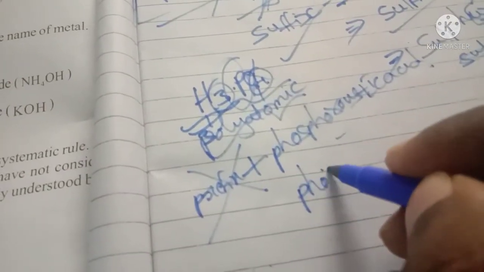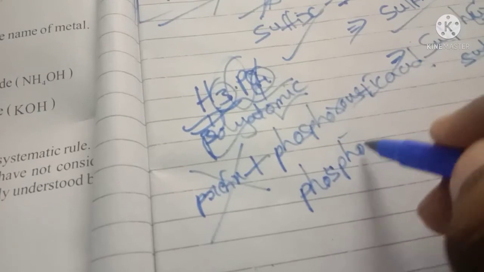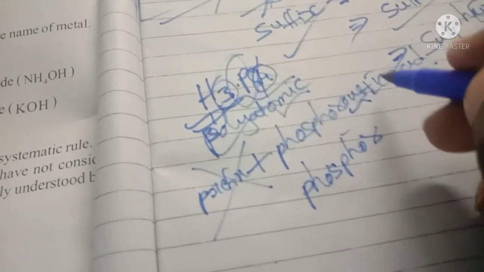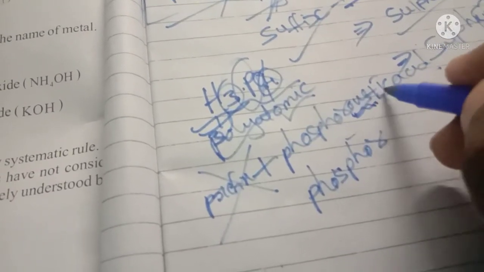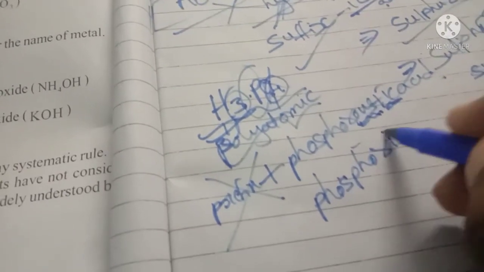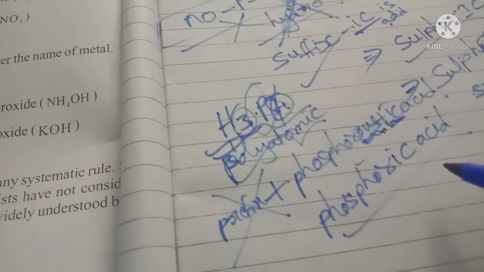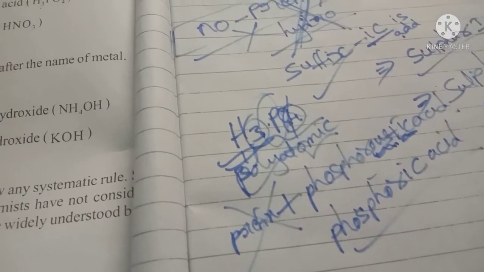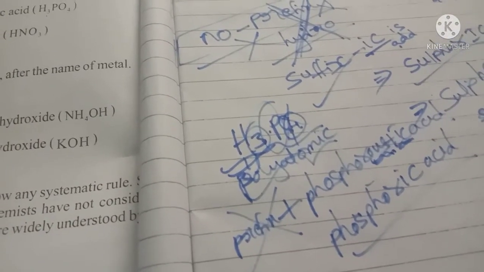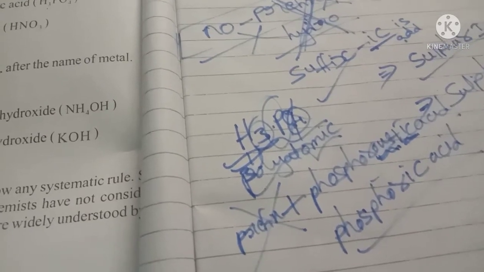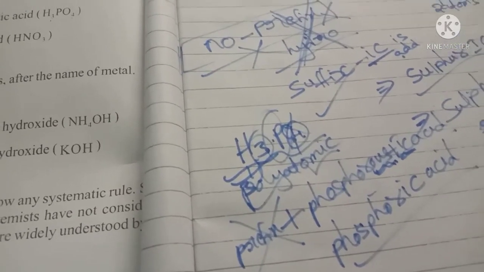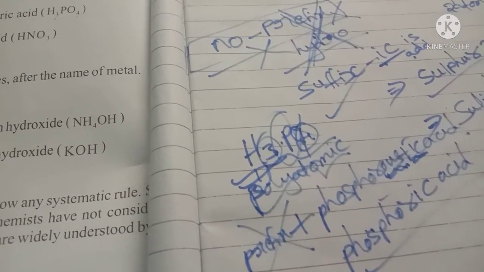Plus IC, acid. So this is the name you need to derive. So you remove this OUS and add IC: phosphoric acid. See how I derived? Understood? Like this we are deriving the name of the acid. So you should know what is suffix and what is prefix whenever we are naming.